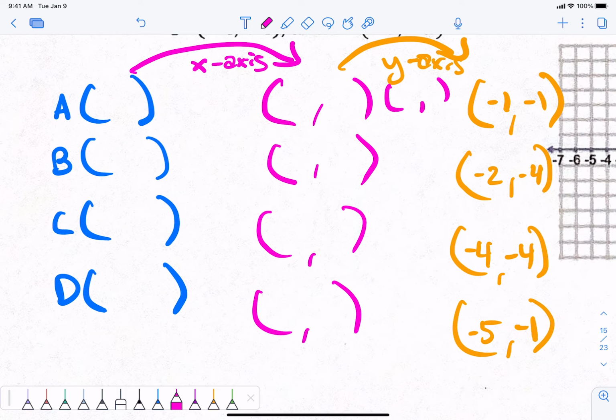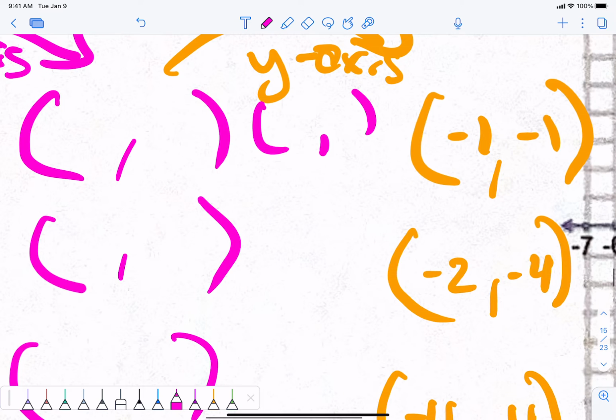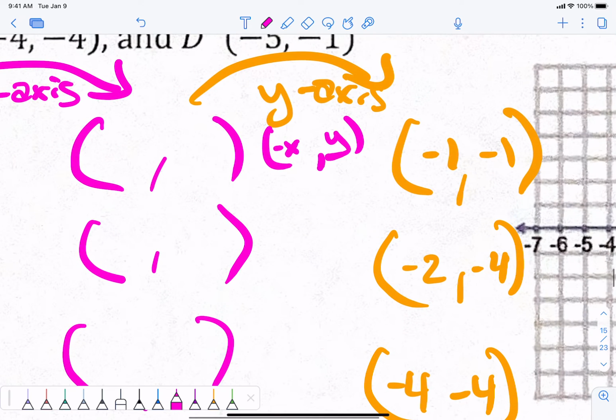Am I going too fast? No. What's the rule for y-axis? Over the y-axis, you do negative x, y. Yeah, so you just make the x coordinates negative. If they're already negative, you make them positive. So if I undo my y-axis stuff, what does he become over on the middle one?